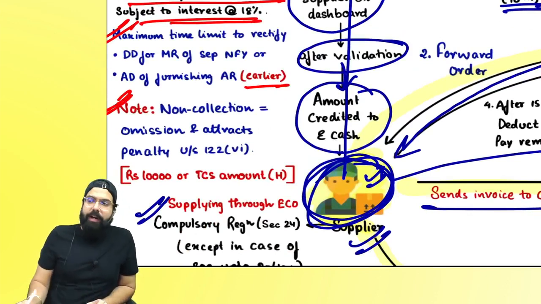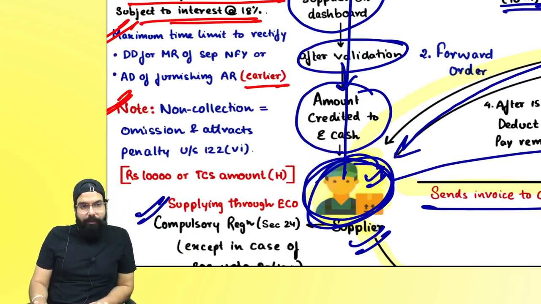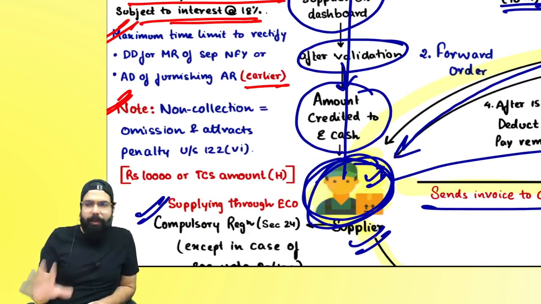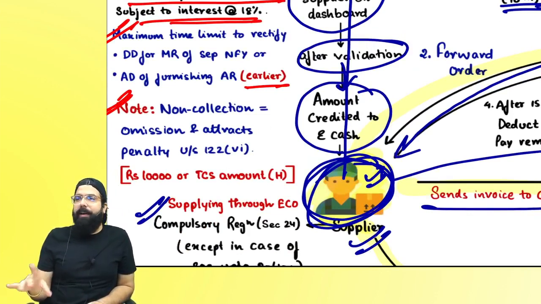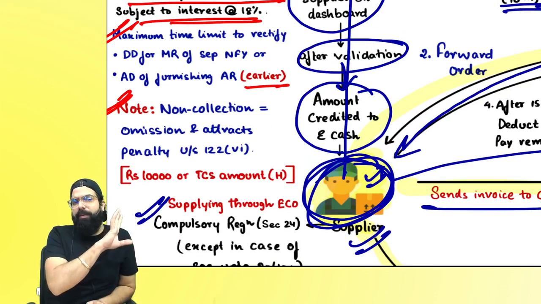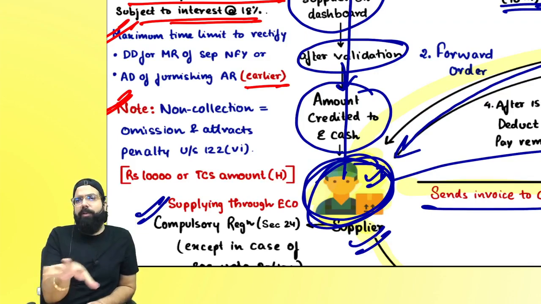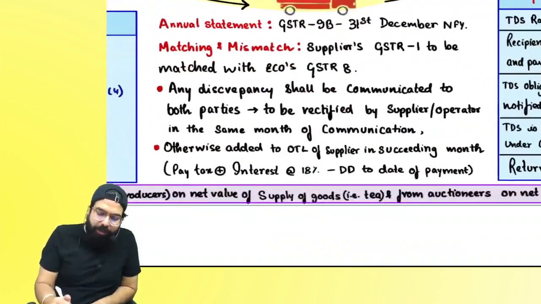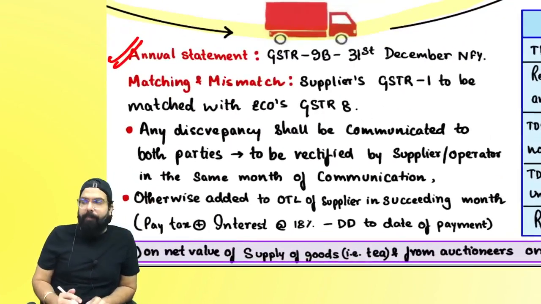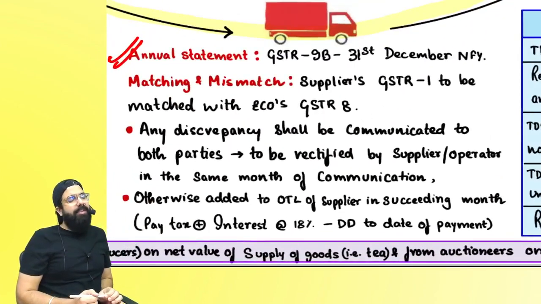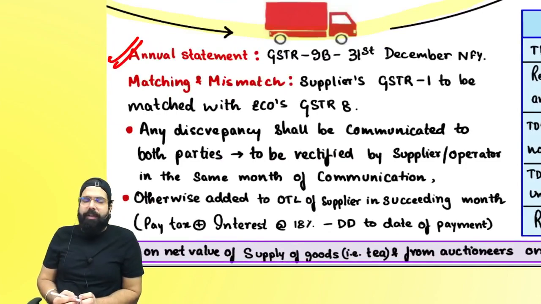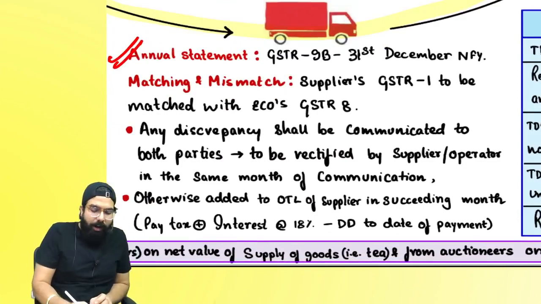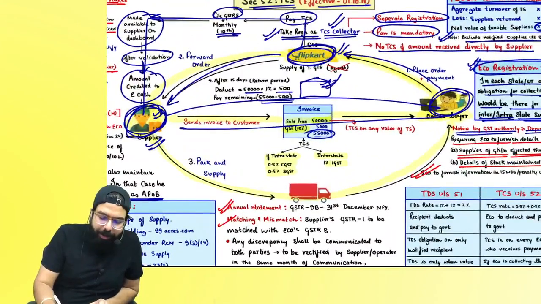Sir, if I don't collect the amount, always remember non-collection or omission will attract how much penalty? 10,000 or the TCS amount, whichever is higher under CGST, and 10,000 or the TCS amount under SGST. Right, everyone? Always remember one thing: the annual return to be furnished by a TCS collector is the GSTR 9B annual statement, by 31st December of the next financial year. Always remember, an e-commerce operator will file GSTR 8.